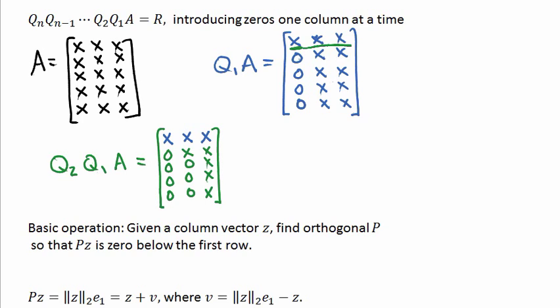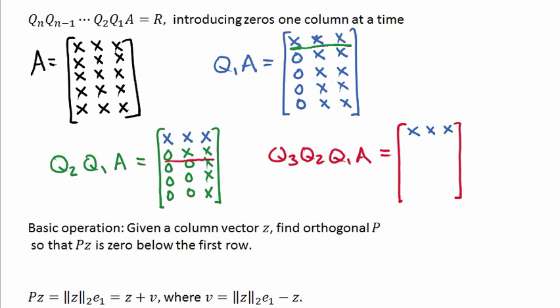After we do one more multiplication with Q3 on the left, we want to have zeros in the third column below the diagonal, which means we're going to have to leave the first 2 rows alone. And then the last 3 rows are recombined. And in the third column, we put in the last zeros that we want. And what's left is what we would call the R matrix of the QR factorization.